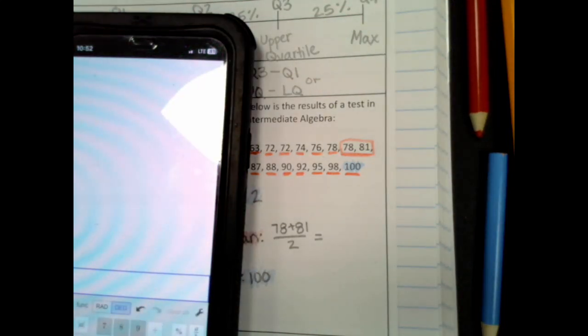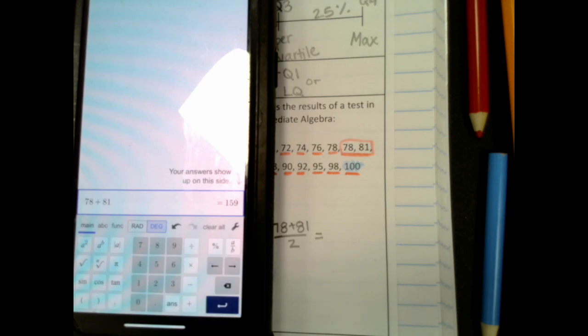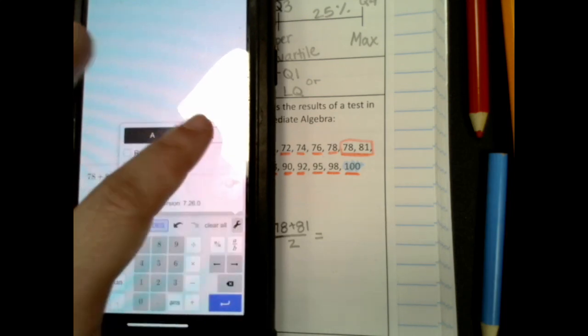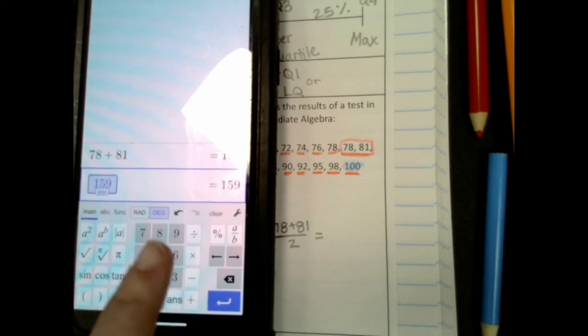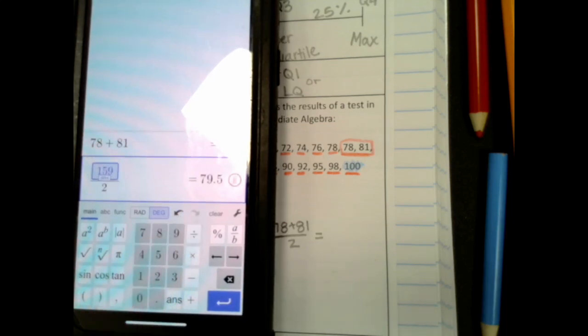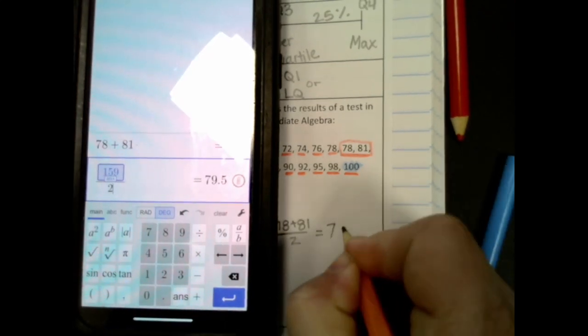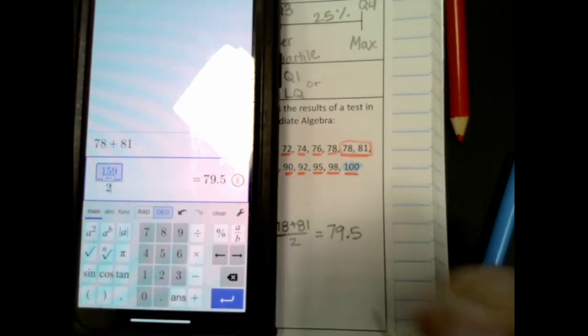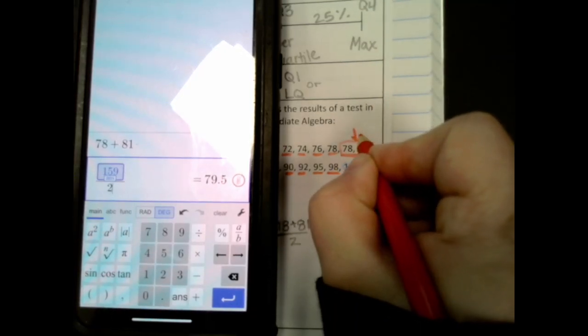So I'm going to do the division sign first, or actually we can add 78 plus 81. And then I'm going to hit enter, and I'm going to use that A and S button. Remember that A and S button just takes the last answer divided by 2. And we get 79.5. Okay, and that was the number right in between 78 and 81.